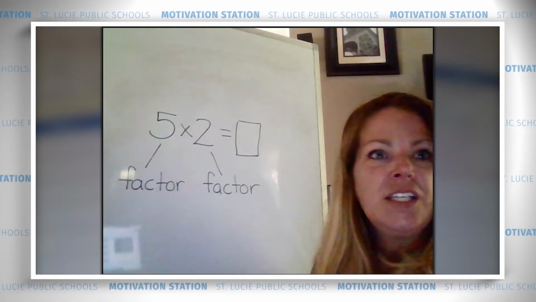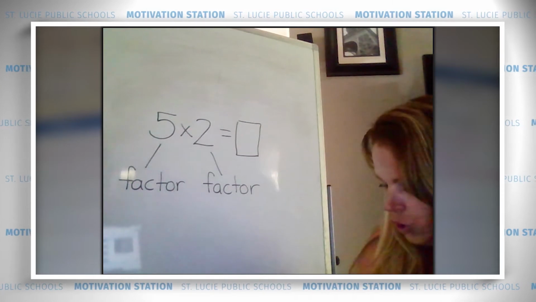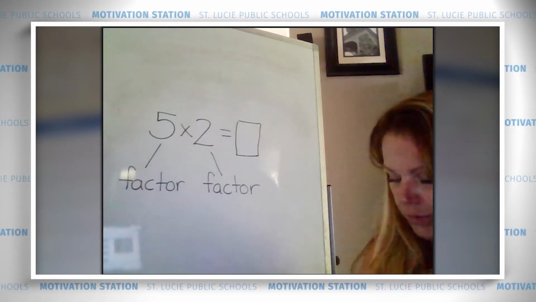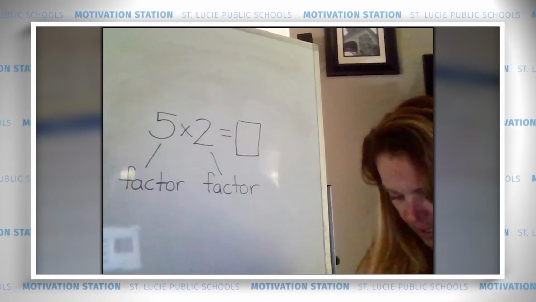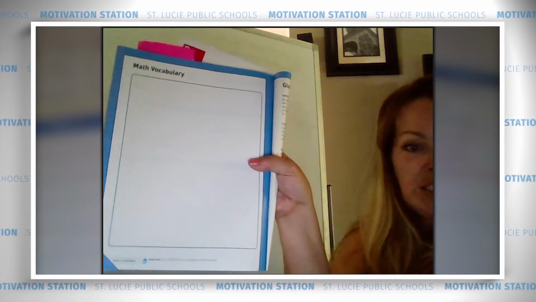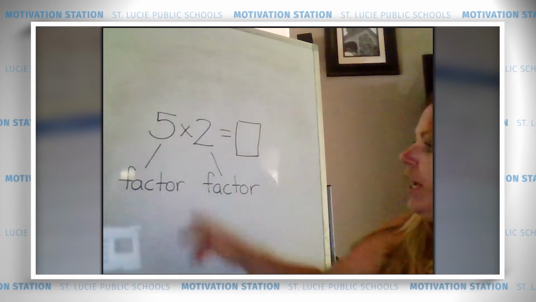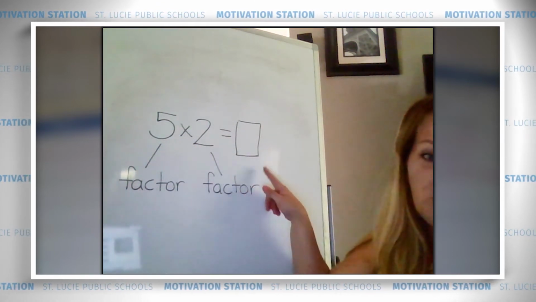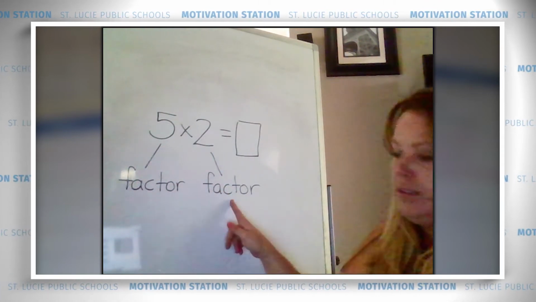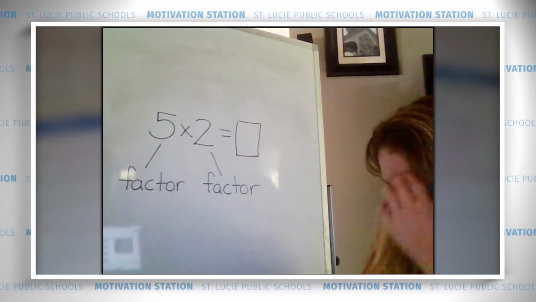Okay, so you are going to turn to our vocabulary page in your workspace book where we already wrote some math vocabulary, and that was on page 62. So turn to page 62. And you're going to write this equation down and label each number that you multiply with the word factor, because the numbers we multiply together are called factors.